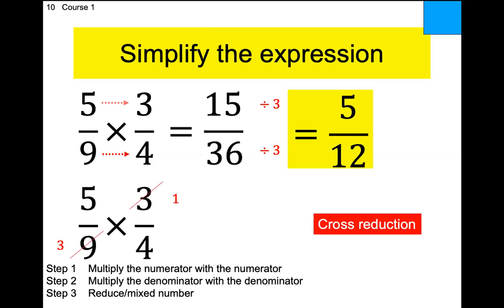Watch what happens. What's 5 times 1? 5. What's 3 times 4? 12. There's your answer. So all we did was change the order of where we did reduction.